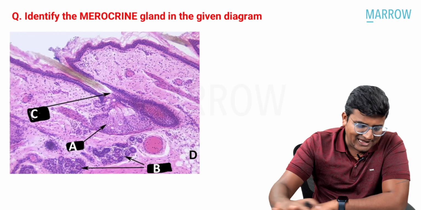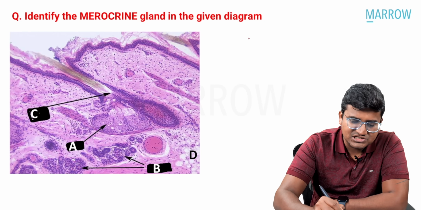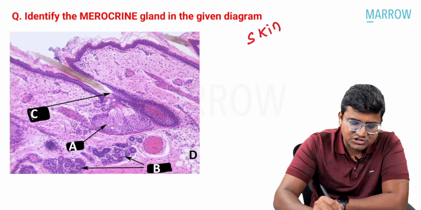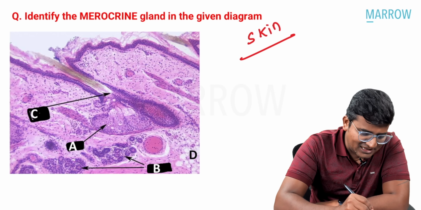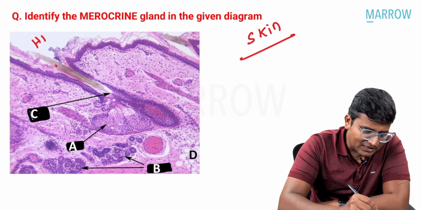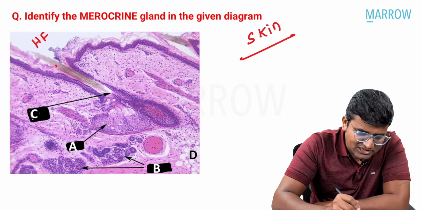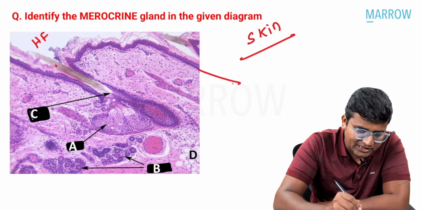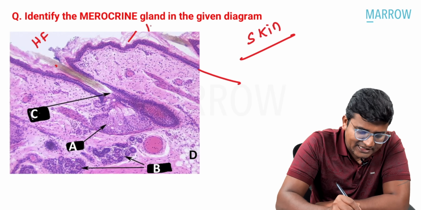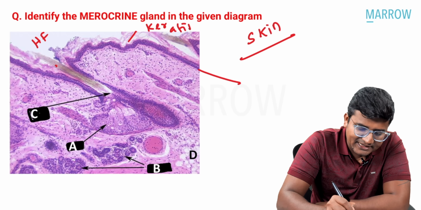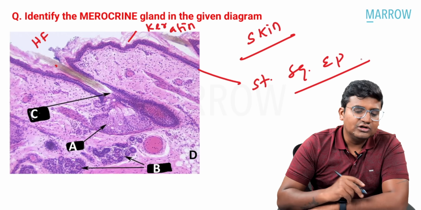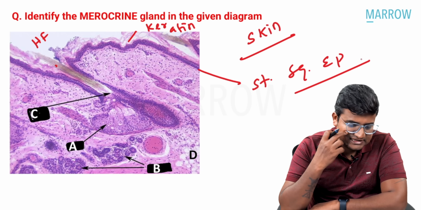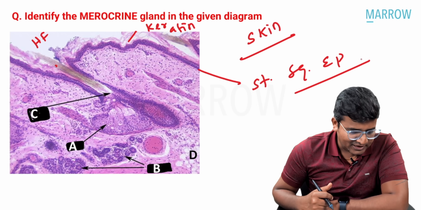Now in this diagram, yes, this is the image of the skin histology. Now why I am saying skin histology? Because you are seeing the hair follicle here, and we are also seeing the stratified squamous epithelium, and this is the keratin. That is the keratin, and this is the stratified squamous epithelium. So this is the image of the skin histology, right?